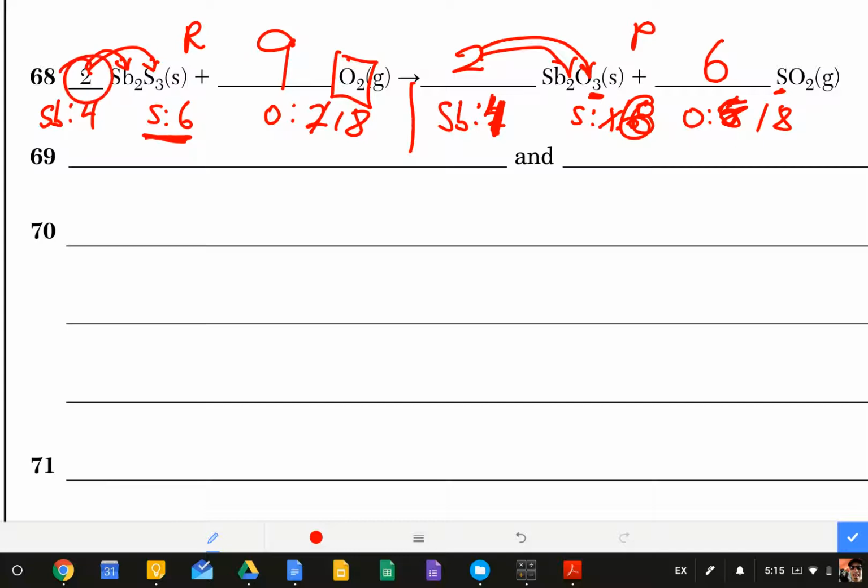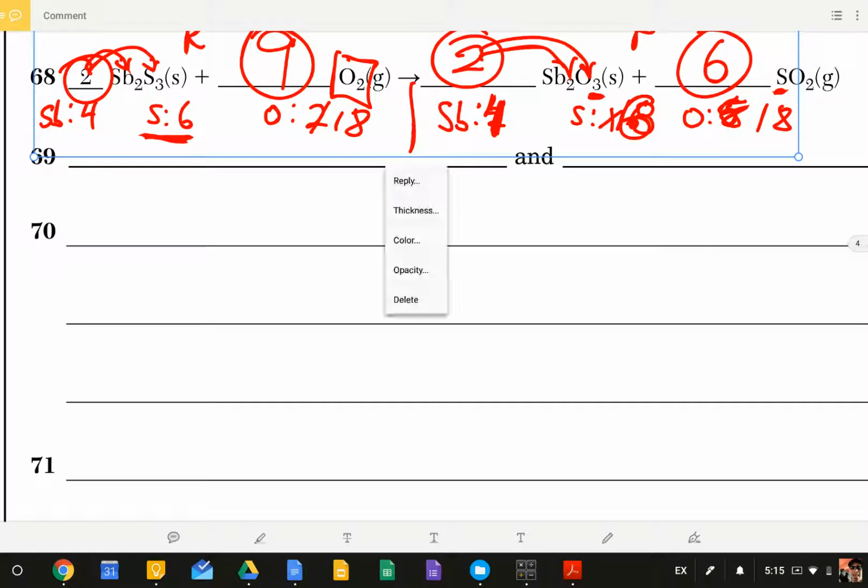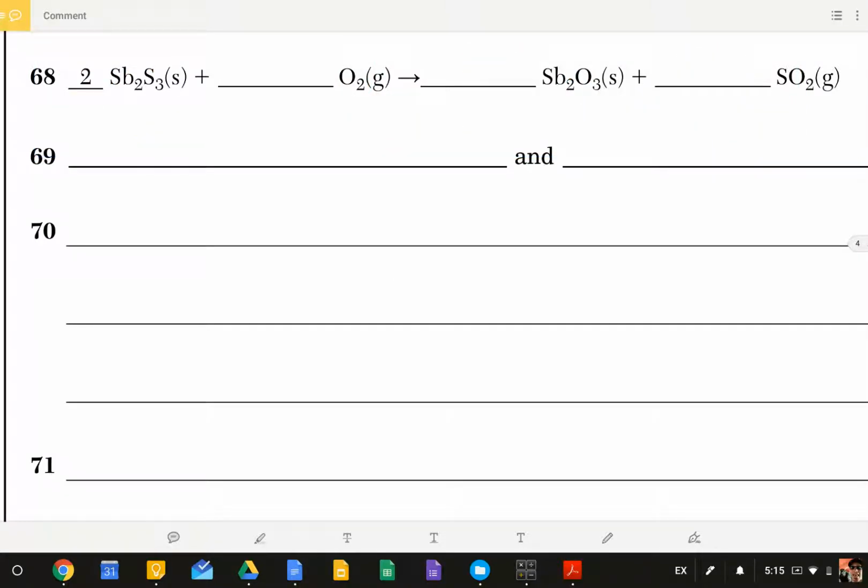So it's 2, 9, 2, 6. Can we simplify by dividing those? No, because they're not all divisible by 2 and they're not all divisible by 3. So there we go. So if I make that nice and neat, 2, 9, 2, 6. I'll delete all that. So it's 2, 9, 2, 6. There you go.